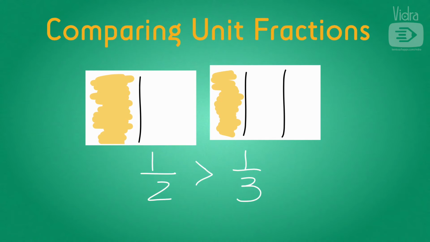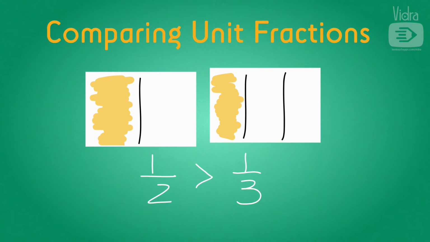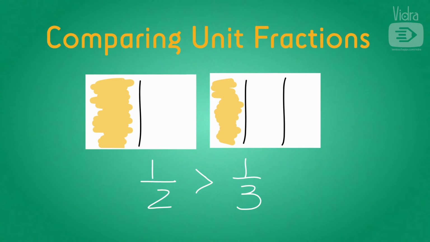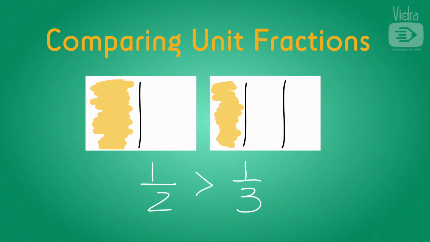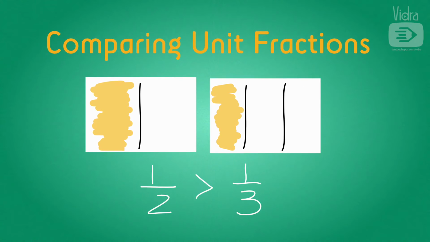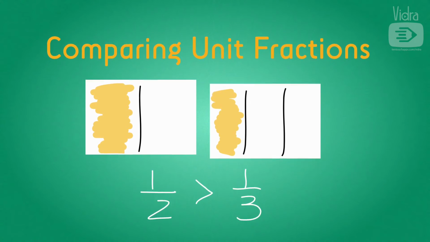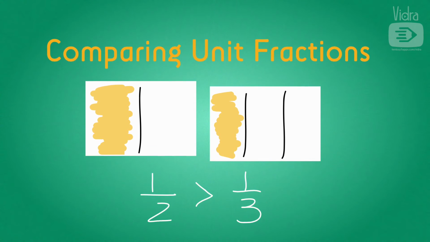Students begin to compare unit fractions in third grade. In comparisons like the one shown, students can reason that 1 out of 2, or a half, gives you a larger piece of a whole than if you were to cut the piece into 3 equal parts. The 1/3 would then give you a smaller piece.